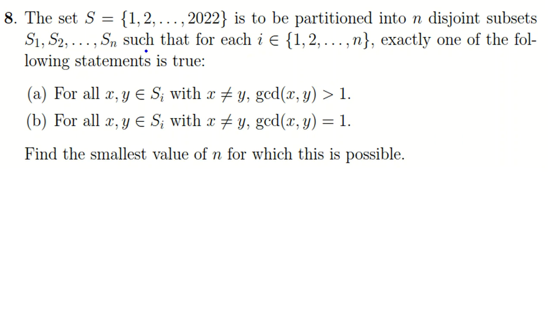Okay, the problem says the set S = {1 to 2022} is to be partitioned into n disjoint subsets S1, S2 to Sn such that for each i belonging to 1 to n, exactly one of the following statements is true. For all x, y in Si with x not equal to y, GCD of x and y is greater than 1. For all x, y belonging to Si with x not equal to y, GCD of x and y equals 1. Find the smallest value of n for which this is possible.